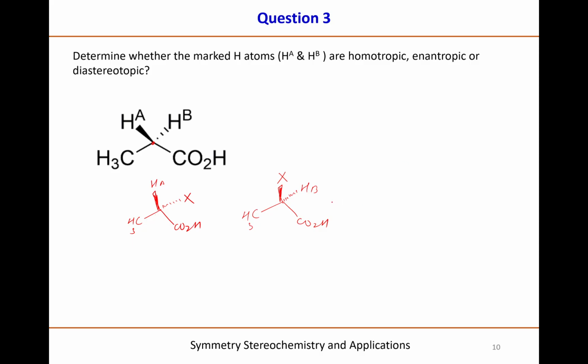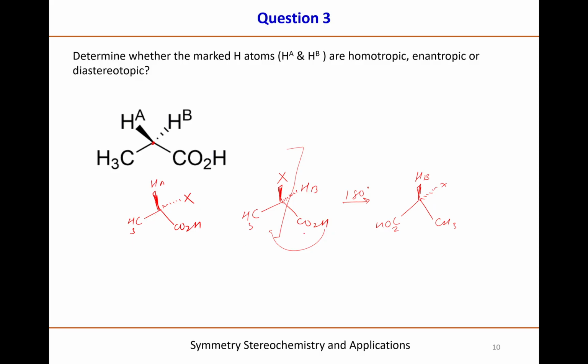If I rotate this molecule on this axis by 180 degrees, what will I get? Here I will get CO2H. This group will come on this side, correct? Here CH3. This X will go to the back side of the plane and HB will come on the front side of the plane. Correct? All of you agree with this?